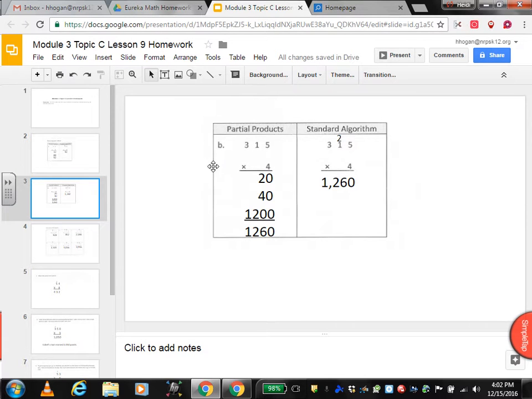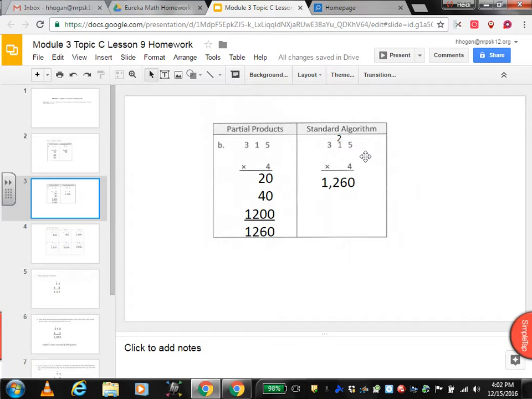Now we have our 3-digit numbers. 315 times 4. We do our partial products first. 4 times 5 ones is 20. 4 times 1 ten is 4 tens, or 40. 4 times 3 hundreds is 12 hundreds, or 1200. If we add 0 plus 0 plus 0, it's 0. 2 plus 4 is 6. 2, 1, 1260.